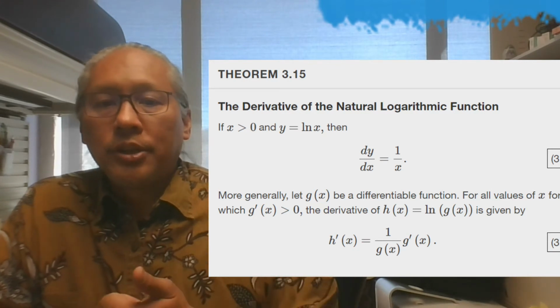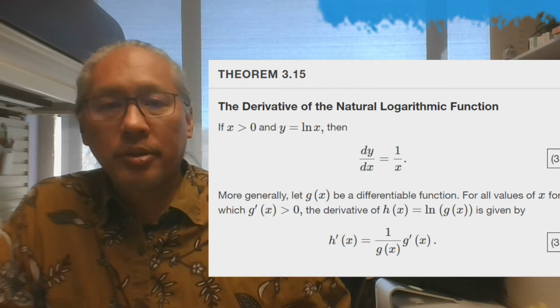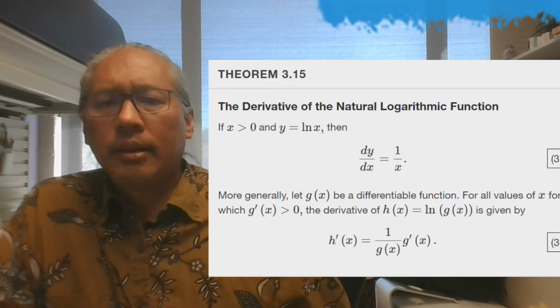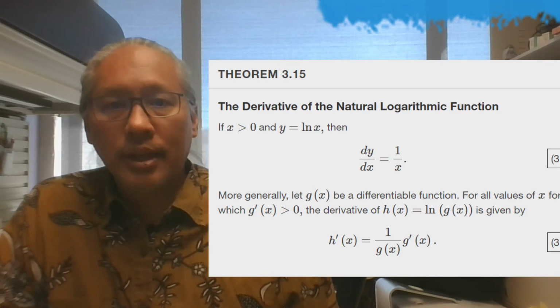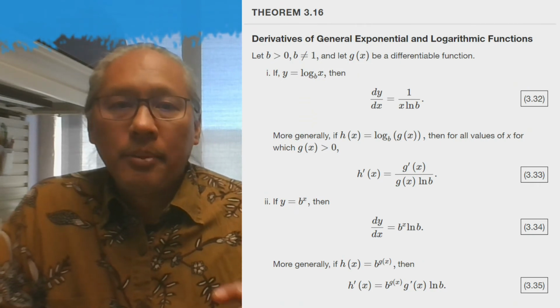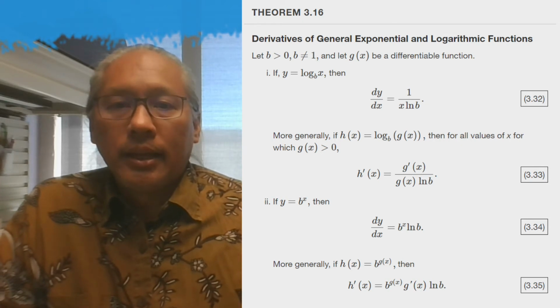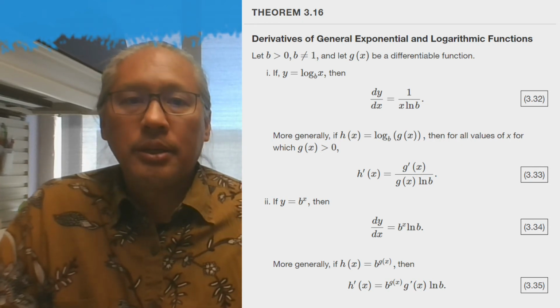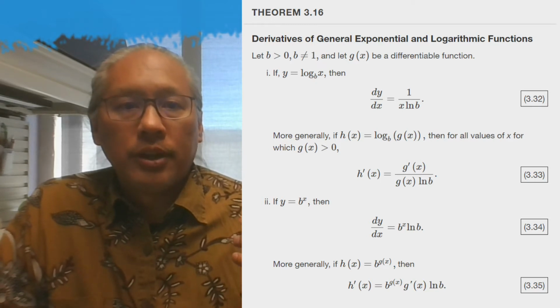So we have the exponential function e to the x, and then we have the natural logarithmic function ln x. So now let's generalize this to say, what if we have 2 to the x or 7 to the x or something like that? Well, it turns out that the limit that we saw is going to be the ln of whatever b is.